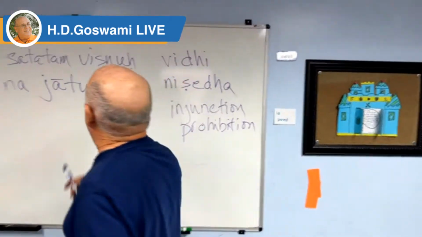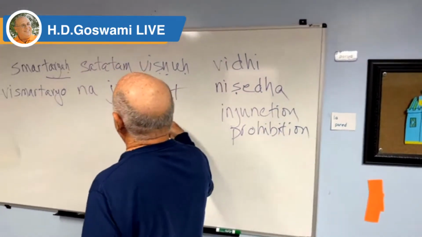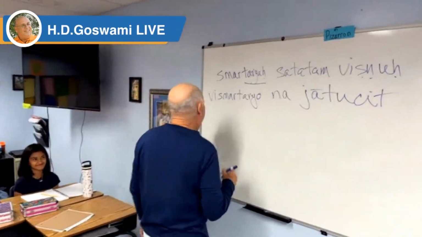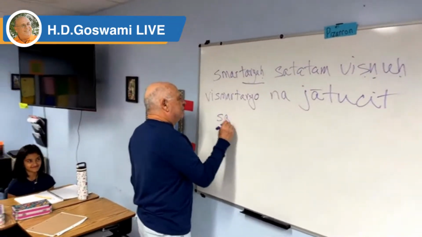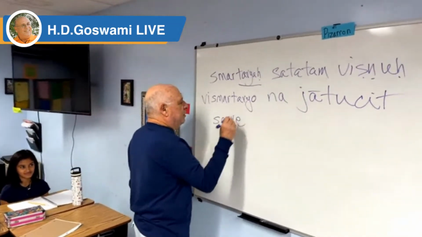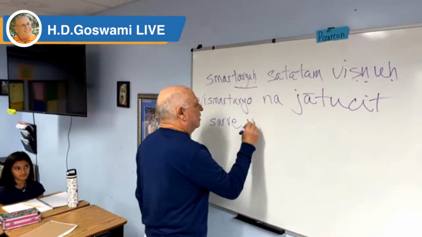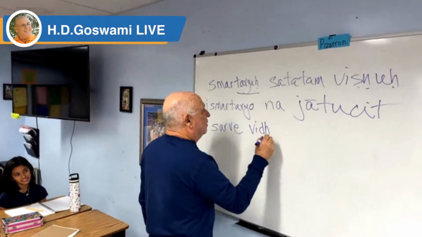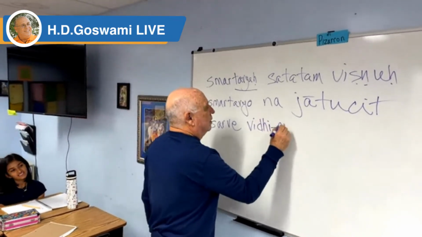So in Sanskrit, okay, here it comes, it's coming now. Here it comes, get ready. So it said, sarve, which means what? All. Sarve, vidhi.